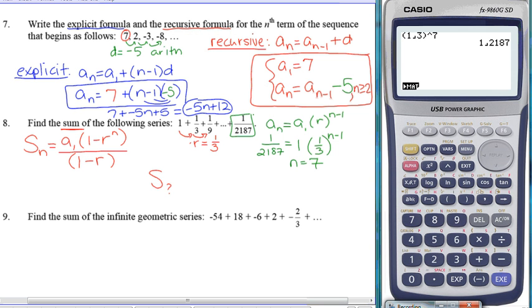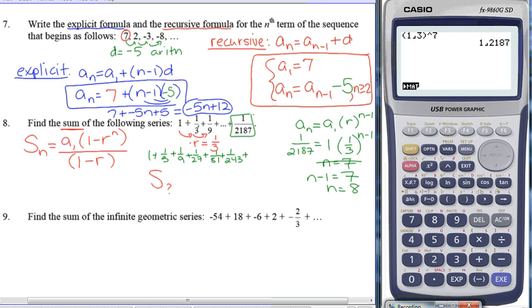But wait a minute, is that really 7 terms? Because this is 1/3 to the 7th power, but this was 1/3 to the 1st power, and 1/3 to the 2nd power was the 1/9. So this is really n minus 1 equal to 7. So there are really 8 terms. And I could see that if I listed them out: 1 plus a 3rd plus a 9th plus a 27th plus 1 over 81 plus 1 over 243 plus, oops, hold on. Okay, that was 1 over 729 and then 1 over 2,187.